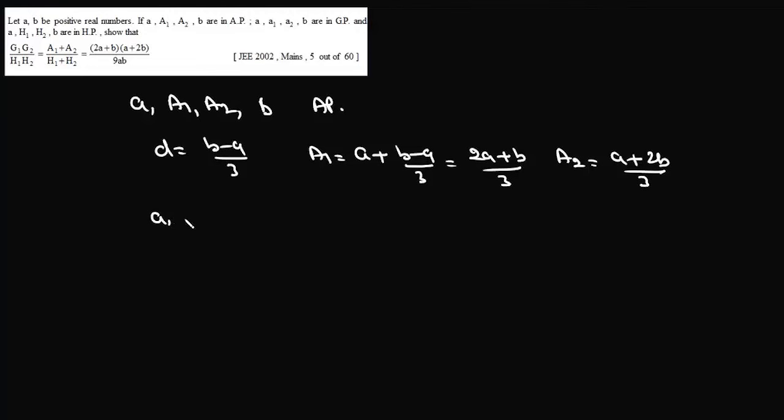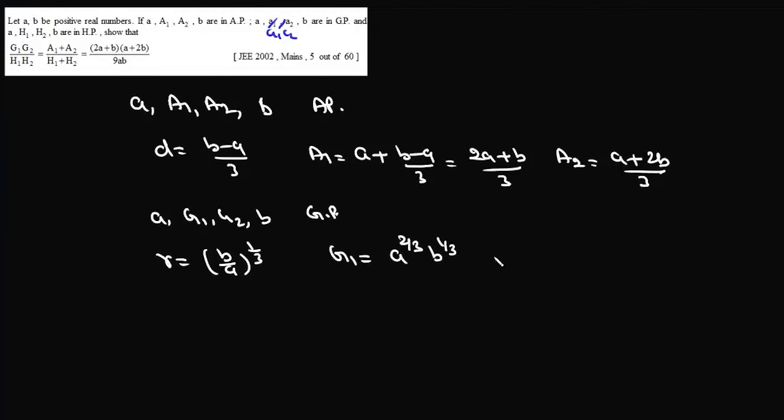Now it says A, G1, G2 and B are in GP. So for this question, it should be A, G1, G2, B. Now here, R will be (B upon A) to the power 1 by 3. So G1 will be A to the power 2 by 3, B to the power 1 by 3, and G2 will be A to the power 1 by 3 and B to the power 2 by 3.